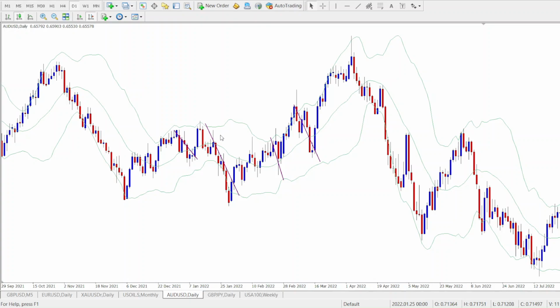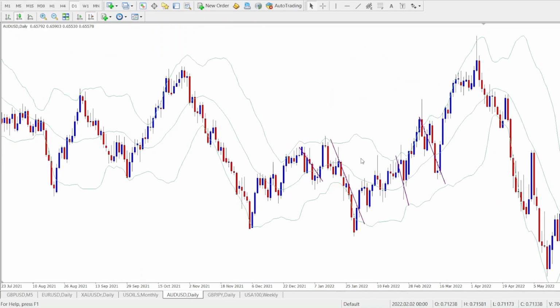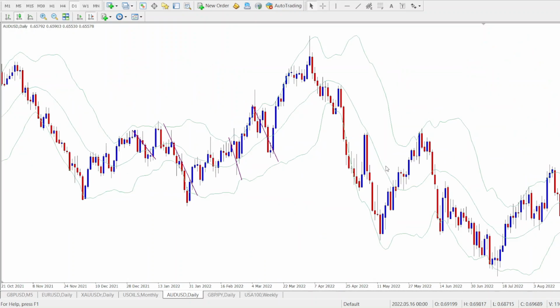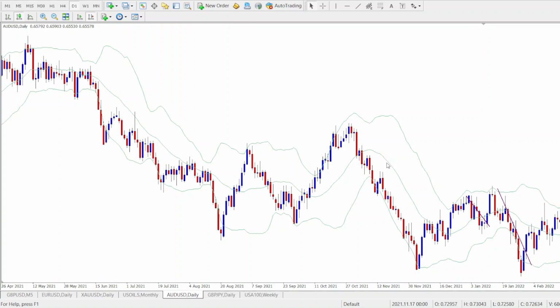Now, let's get to the crux of today's video, the breakout strategy. A breakout occurs when the price moves beyond the upper or lower band. So when you have price moving beyond, that's when we have a breakout. It signals a potential trend in that direction.